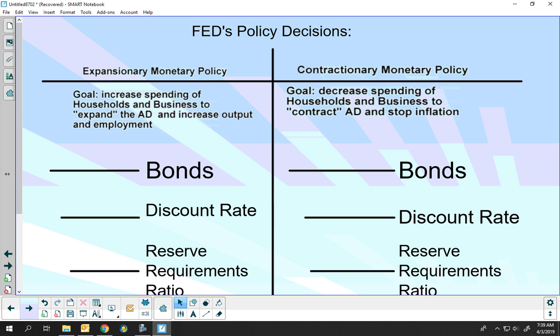Fed's policy decisions, like how do they control money supply? How does the Fed control money supply? That's the main job of the Federal Reserve. How do they do it?